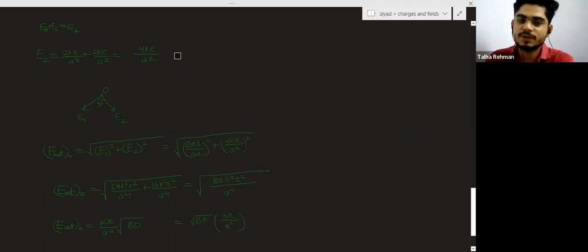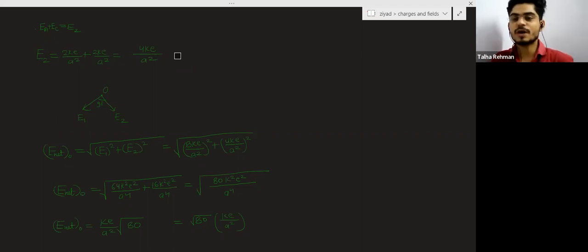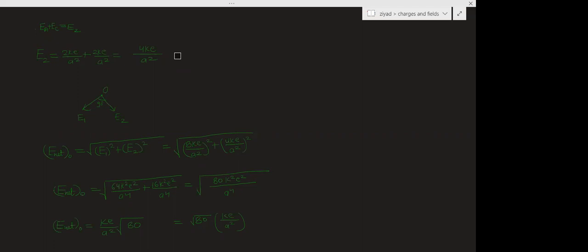At the same time you have to put all the different values in the formula and calculate the magnitude. Also you should know how to calculate the resultant when two vectors are in the same direction, and how to calculate the resultant when two vectors are at a 90-degree angle.